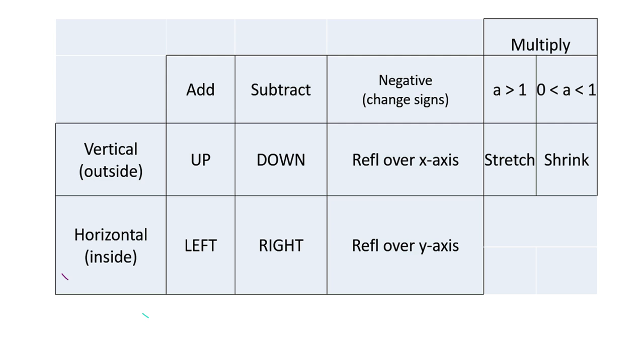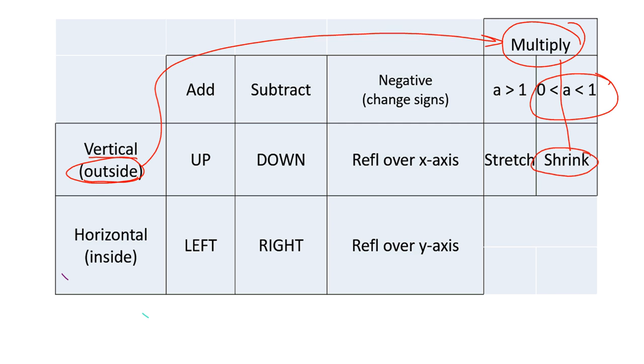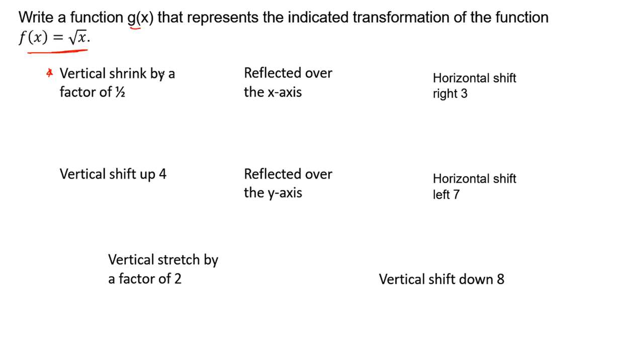that means, let's see, vertical is this line. Shrink would be, I'd have to multiply by a number between 0 and 1. So outside and multiply are the two things I need off of there. So vertical shrink by factor of 1/2 means I'm going to take g of x equals, here's my original function, and then according to my cheat sheet, we're supposed to multiply outside by 1/2. And that's it.